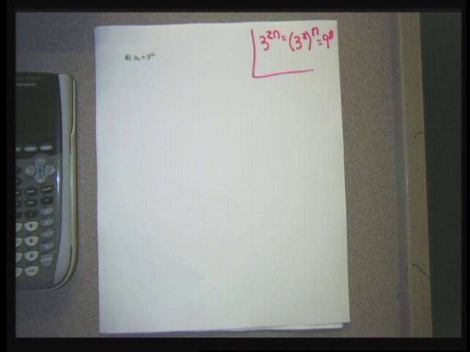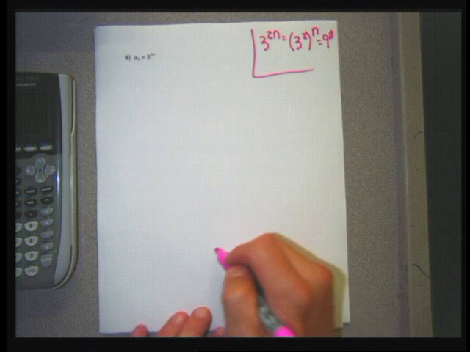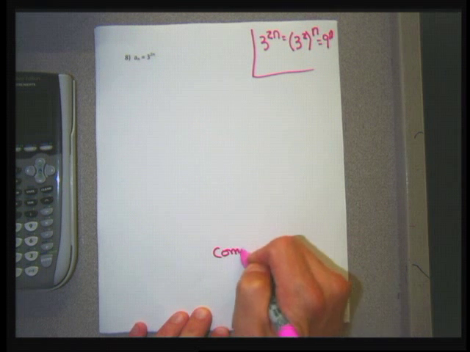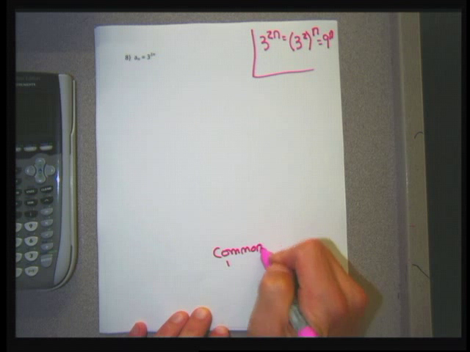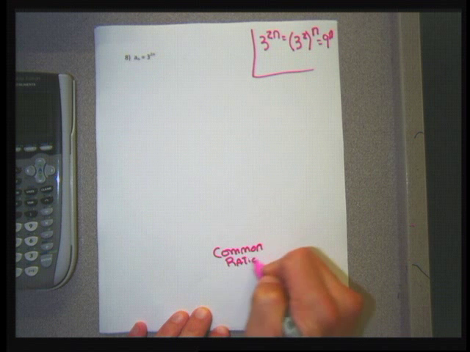When the exponent isn't specifically n, then I don't know the common ratio unless I rewrite the problem to make the exponent just n. But you don't have to do that.